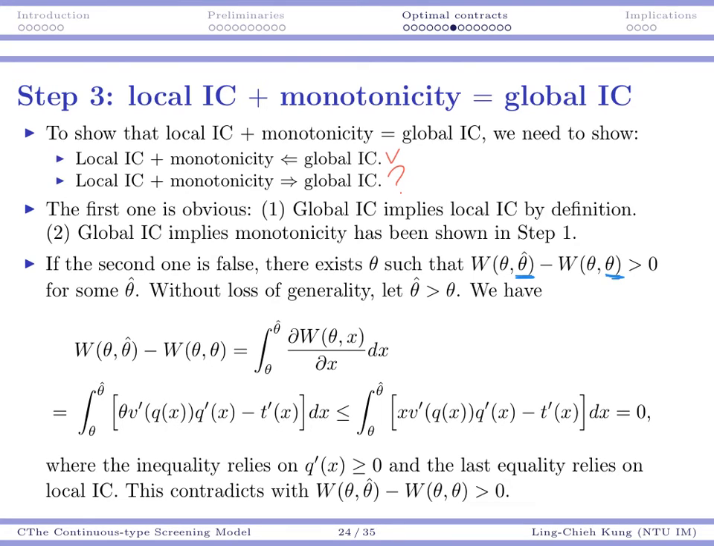I'll say it again. I assume that I have local IC, I assume that I have monotonicity, but I assume that I do not have global IC. If I do not have global IC, I should be able to find theta and theta hat for this to be true. Without loss of generality, assume theta hat is greater than theta. If that's not the case, we just need to reverse the notation. So now our theta hat is greater.